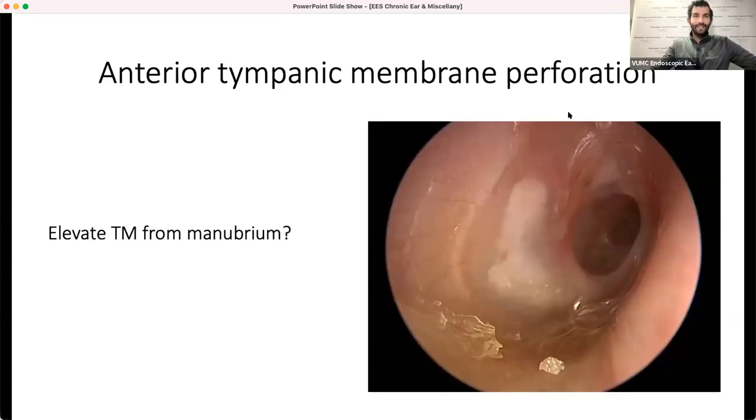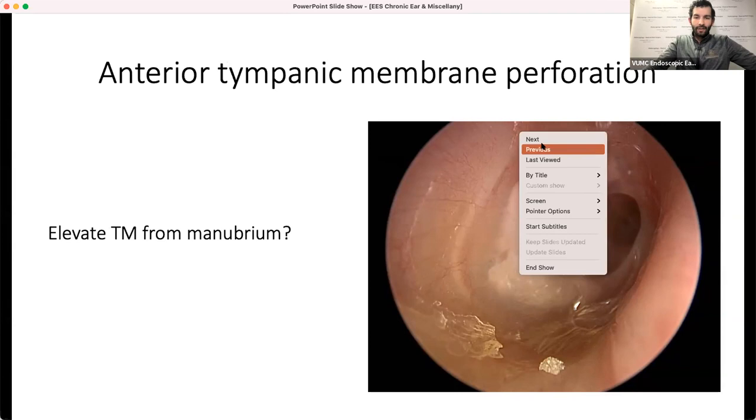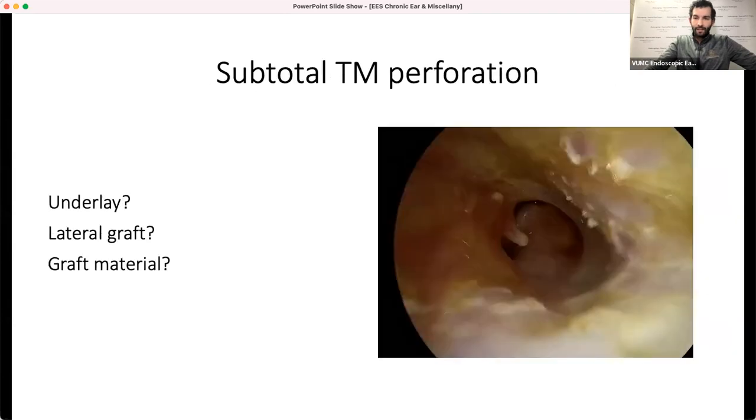Okay. And I would do it in an underlay lateral to malleus fashion. Yeah, that's the technique I would use too. What about you, Dr. Cass? Do you feel there's any role for a lateral graft in that patient?